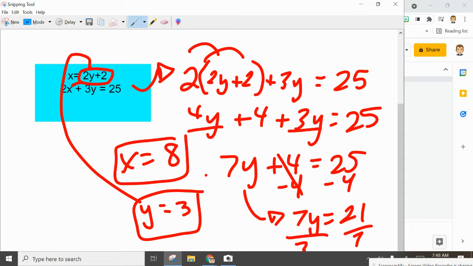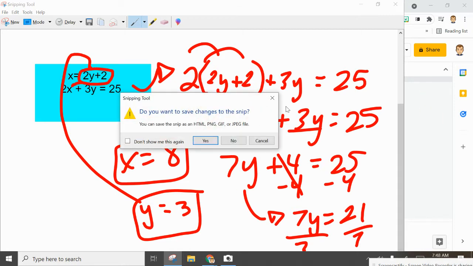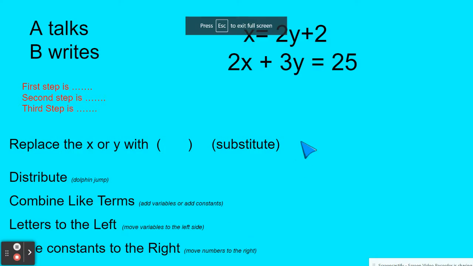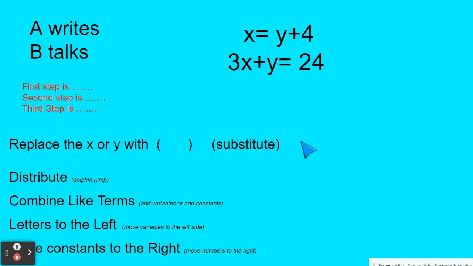All right, or help her out. You guys are always coaching each other. All right, you're always helping each other constantly. That's what you got to do. You got to work together. All right. Next one, let's do another one just like that. Switch roles, and 3, 2, 1, let's go.